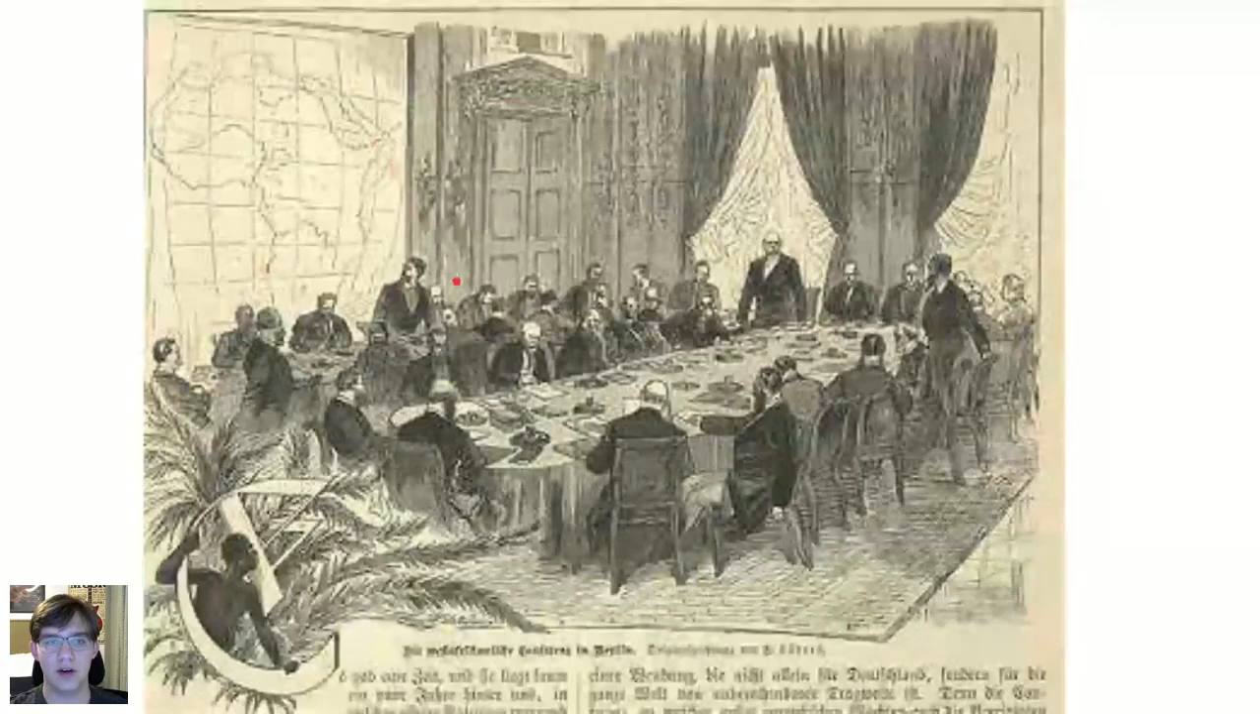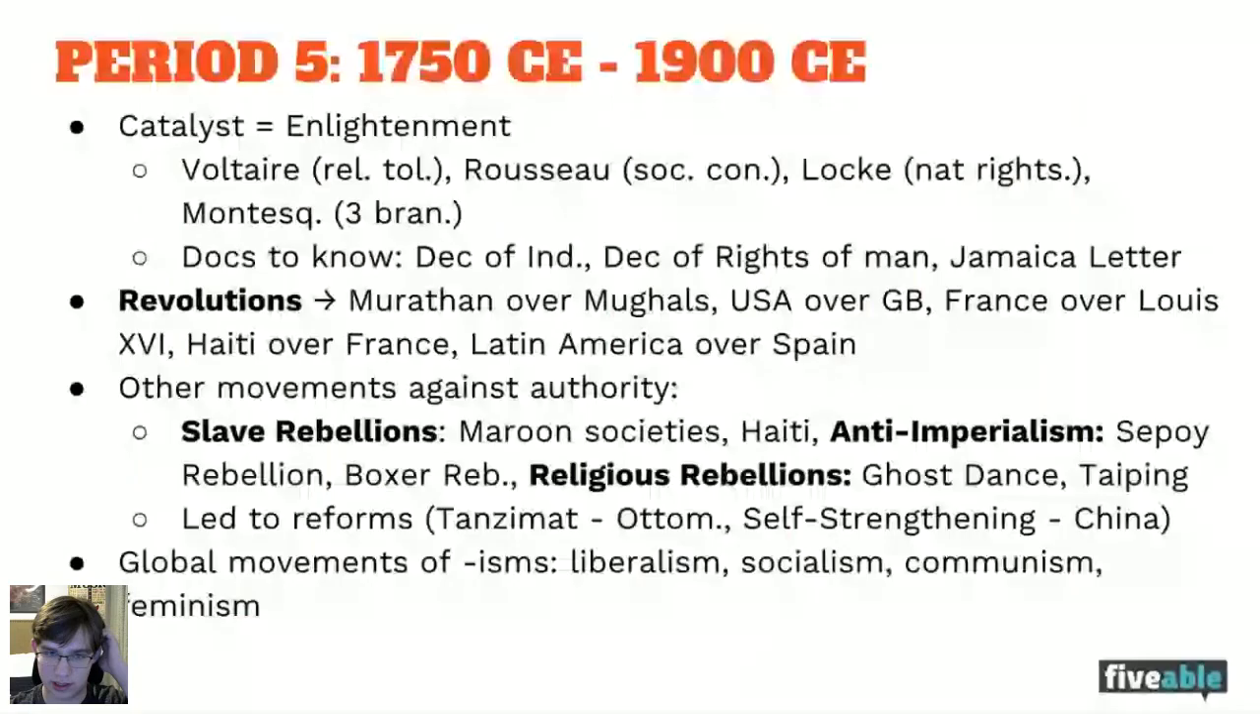So let's start going over key concept 5.3, and there are 4. So this is going to go on for a little while. During this time period, you really do see a lot of revolutions, not just in the Atlantic revolutions, but all over the world. You see uprisings for social causes, for religious causes. But the catalyst to this was really the Enlightenment.